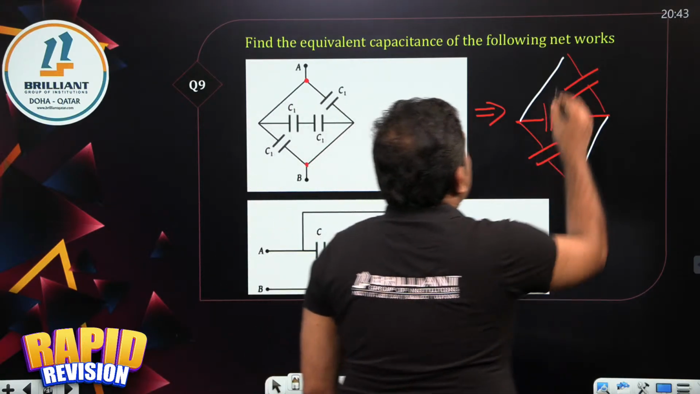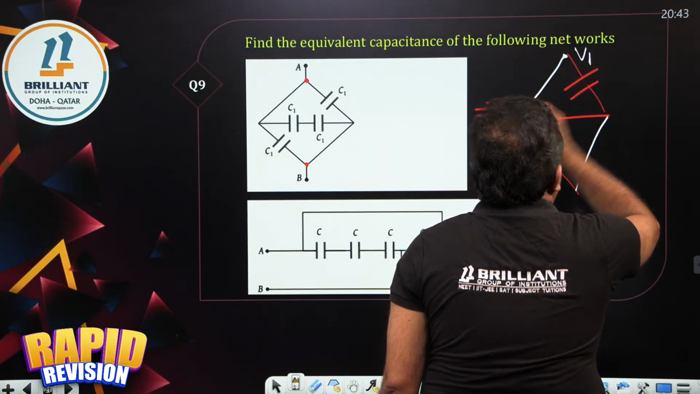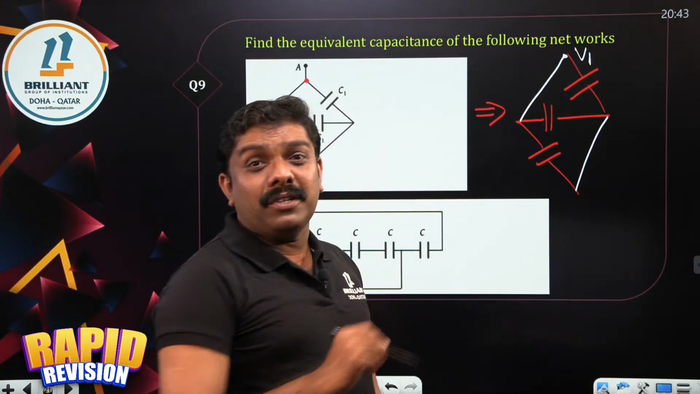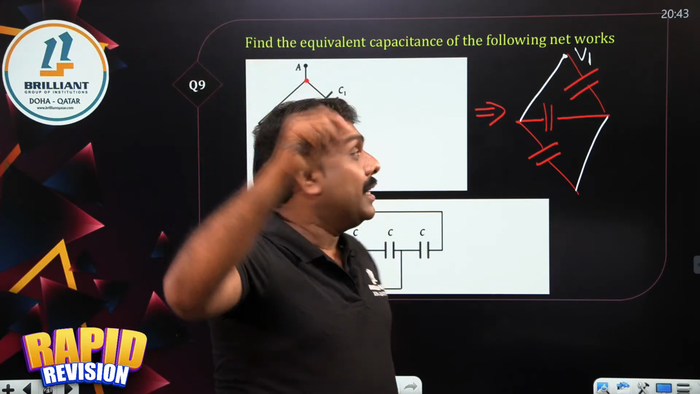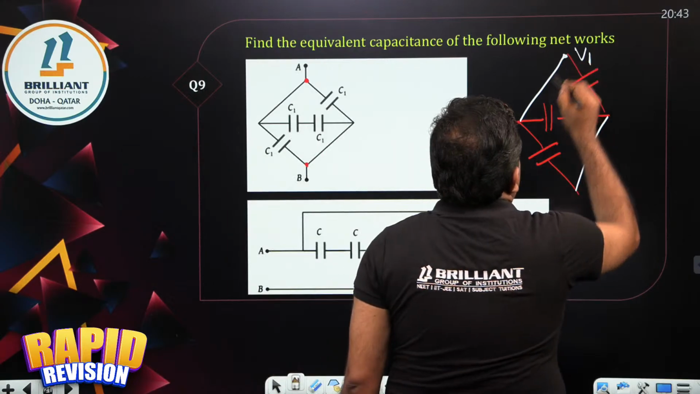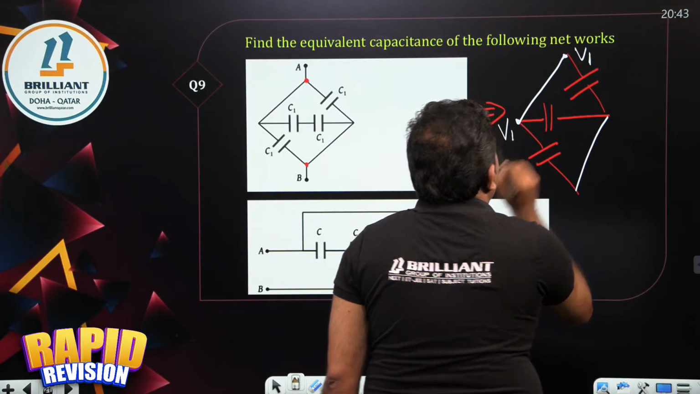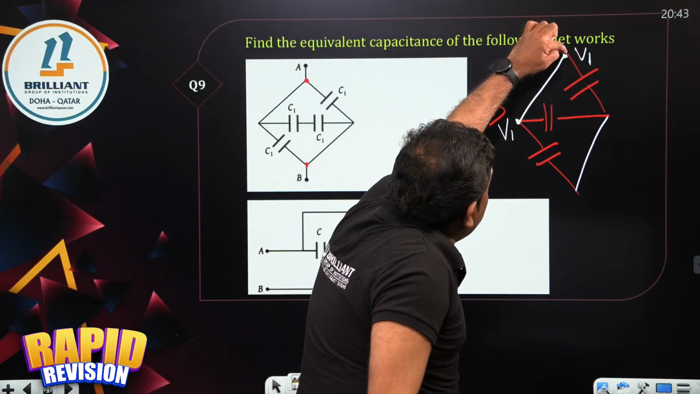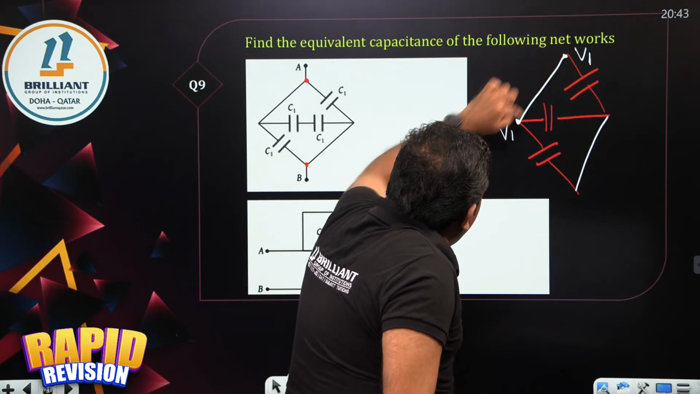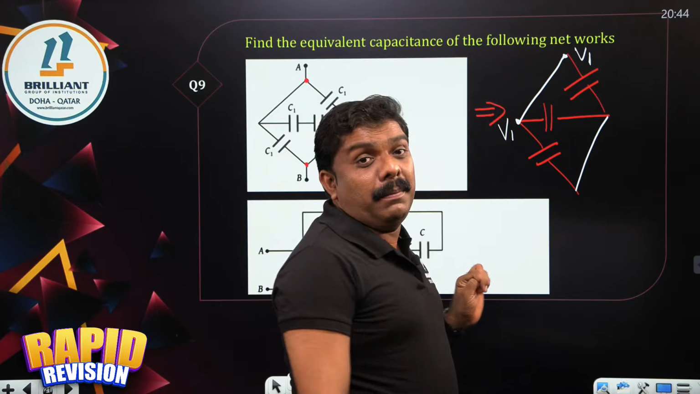So we start from the point A. The potential is V1, I am marking. What is the meaning of the potential reduction method? The starting point we mark V1. Now look, when moving like this, there is no drop, so here also the potential will be V1. Why V1? Because when I am moving from here to here, there is no potential drop. So this corner will be V1.